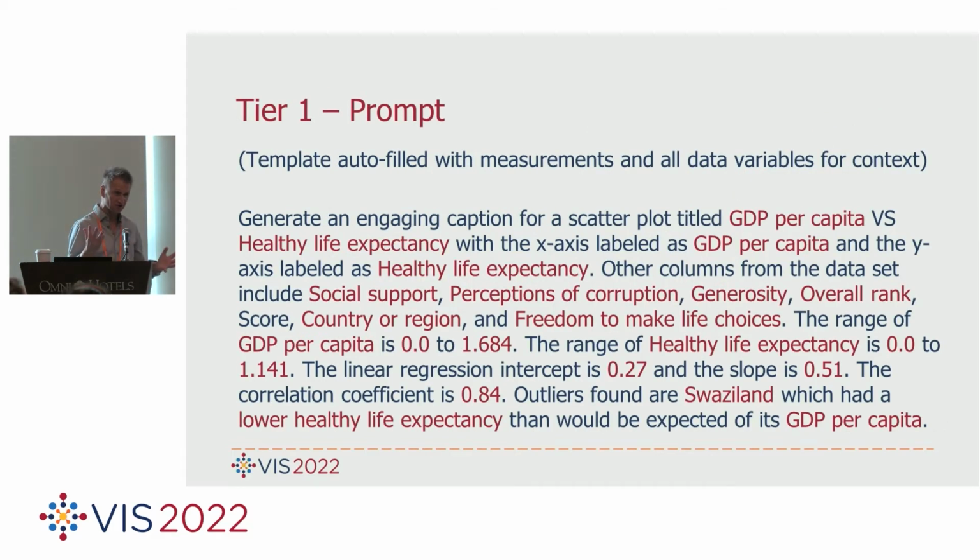Basically, the first prompt was just the template that I show here, a regular template filled in with the stuff we measured, and we added some other attributes that are in the data set to give some context, right? We heard about the context in the keynote. Basically, give a little bit of context about what the data is actually all about, not just the attributes the scatter plot was about.